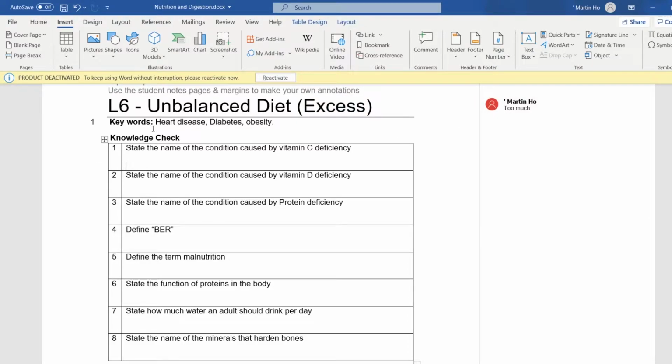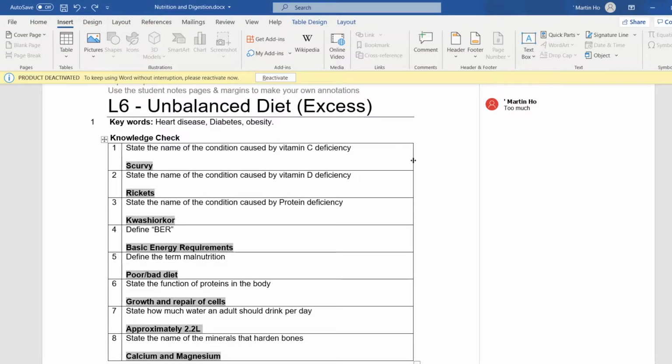Our keywords for this lesson are heart disease, diabetes, and obesity, 3 diseases which are caused by excess nutrients causing malnutrition. Please take a moment to pause the video here and complete the first knowledge check of this lesson.